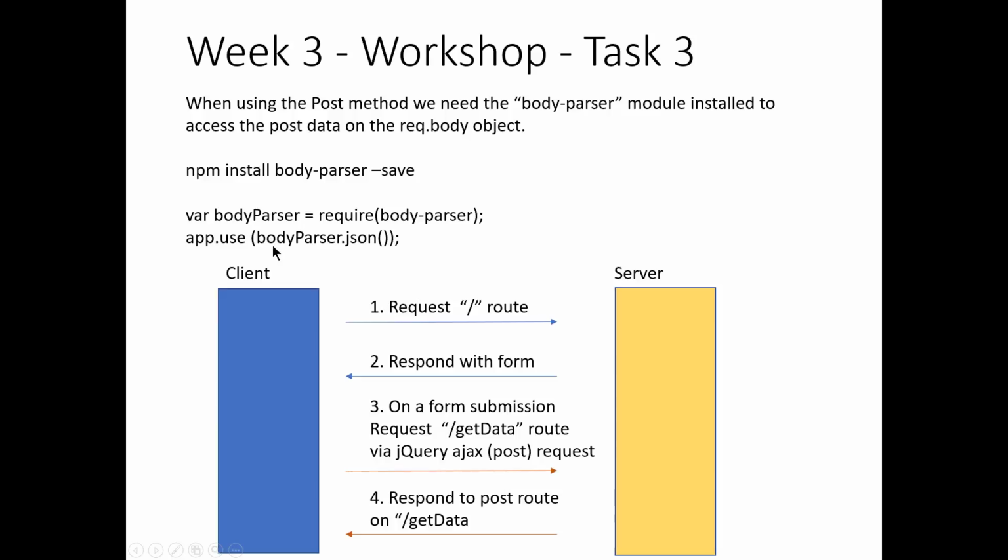As an example of the process that's happening with this particular exercise, our client will be making a request on the root level route on the server. The server will respond with the form, which will be shown to the client. When the client submits that form, it will do an AJAX post request to the get data route on the server. The server will then respond to that route and send that AJAX data back to the client for it to do something with it.